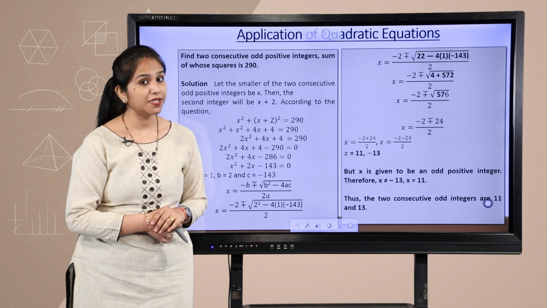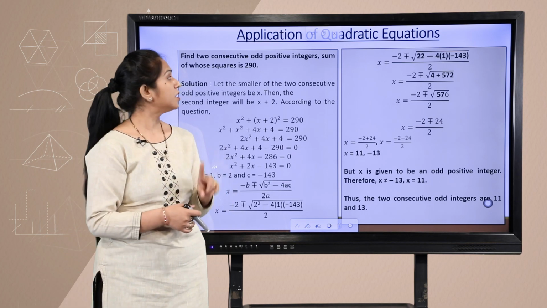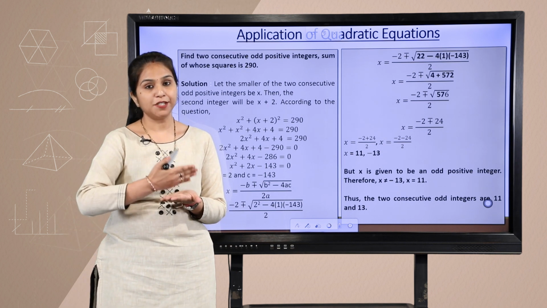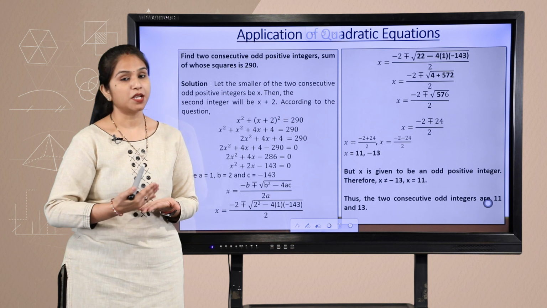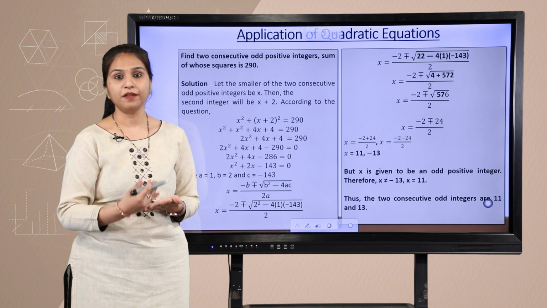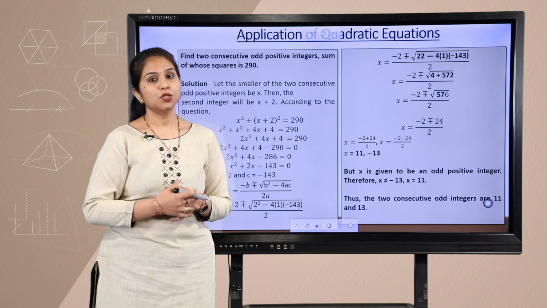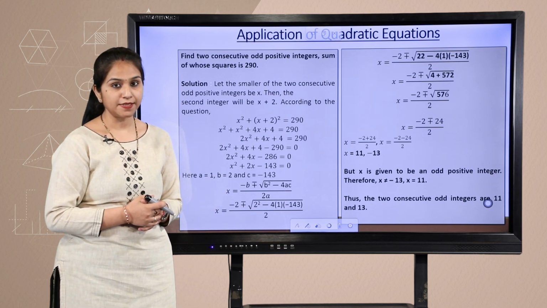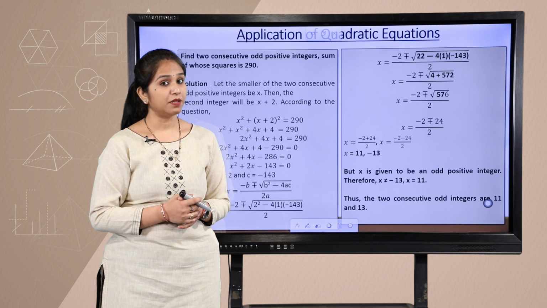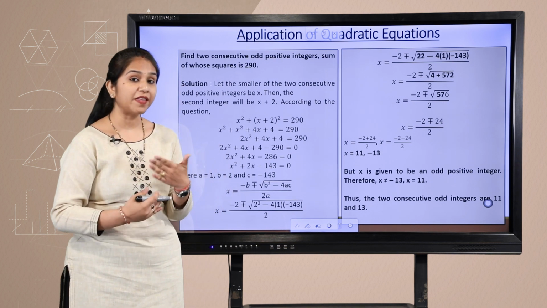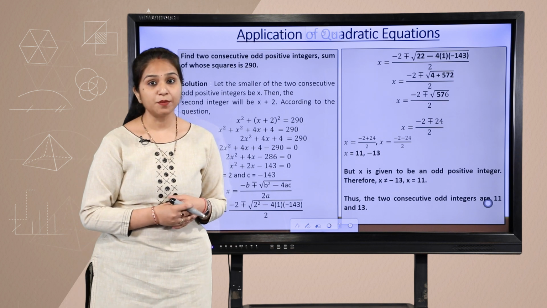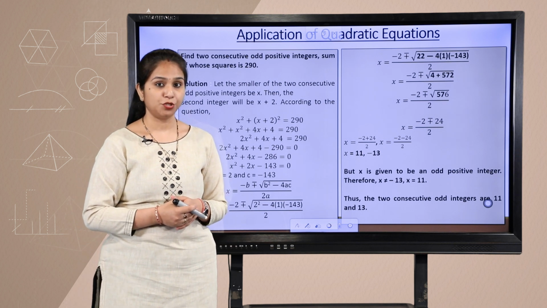Now the condition is you are given two consecutive odd numbers. Since your numbers are odd, there should be a gap of 2. Consecutive means they appear one after another. So let's do one thing. Let us assume one of your numbers be x, and what will your second number be? Since they are consecutive and odd, there is a gap of 2, so your second number should be x plus 2.